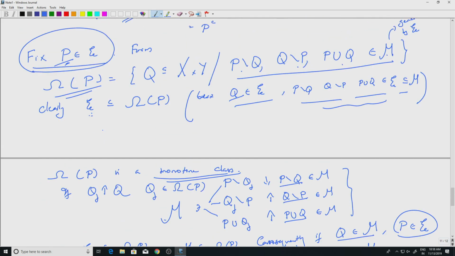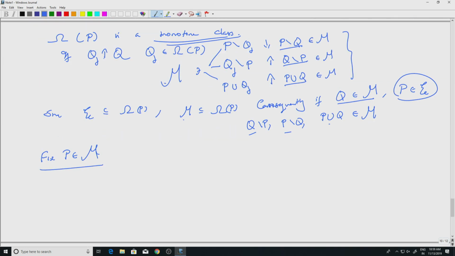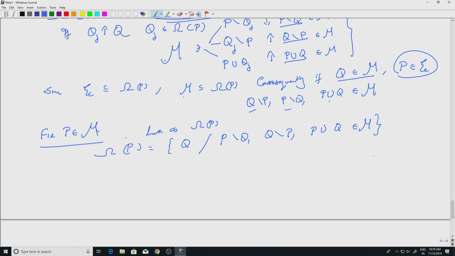So let me recall this again. I fixed P in E initially, now I have gone ahead with M, and you define omega p again in the same manner. Look at omega p. So this is all those Q such that P minus Q, Q minus P, P union Q are in M. But we know omega p is a monotone class, and you see that script E is contained in omega p. Why is that? That is what we just proved here.